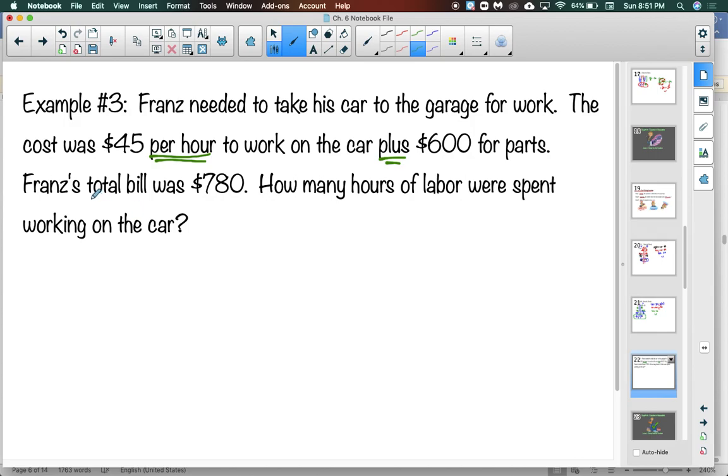Franz's total bill was $780. Was is a good word, right? That's a variation of is, so that's probably my equal sign right there. So how many hours of labor were spent working on the car?